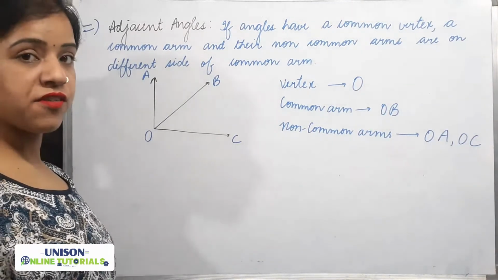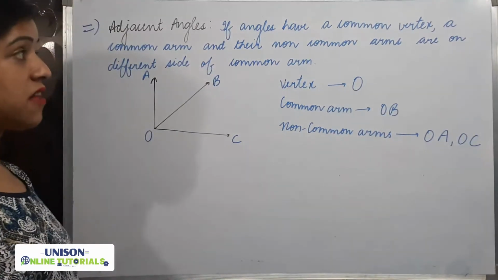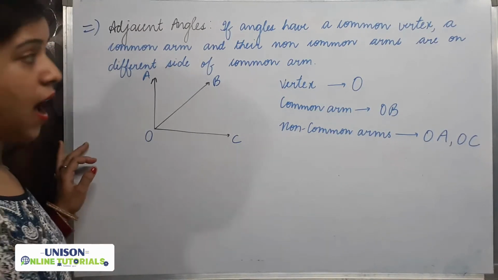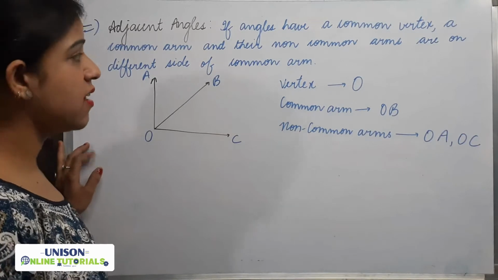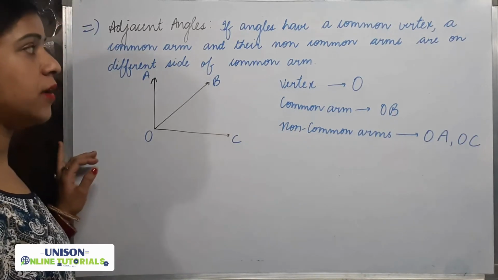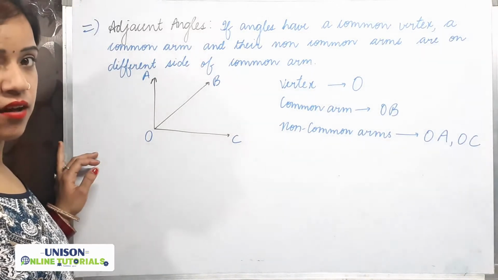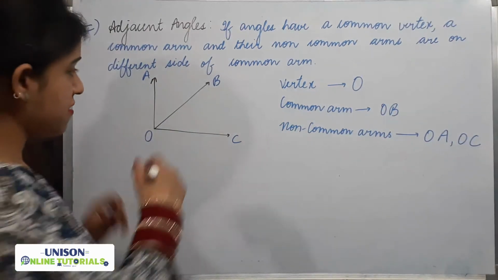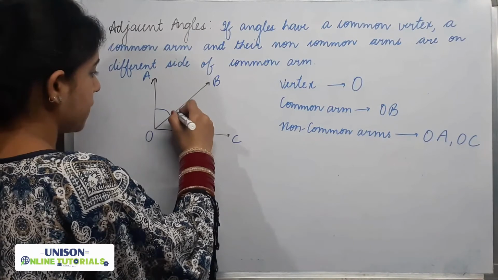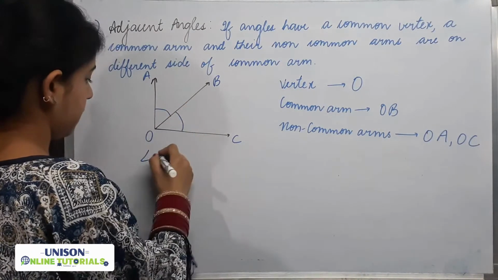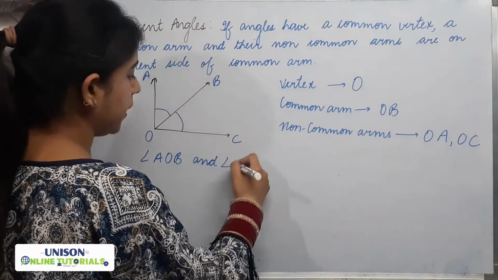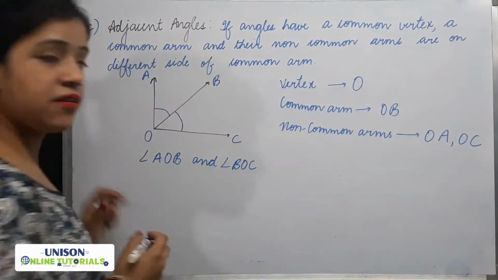Now we have adjacent angles. If angles have a common vertex, a common arm, and the non-common arms are on different sides of the common arm, these angles are called adjacent angles. Here is an example of adjacent angles, angle AOB and angle BOC. AOB and angle BOC are adjacent angles.